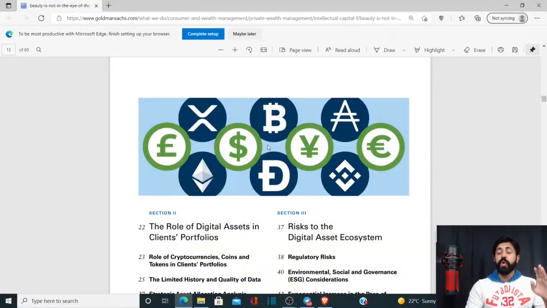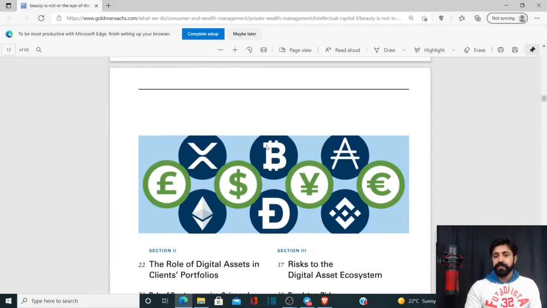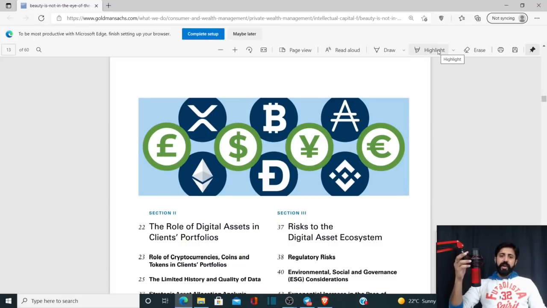Now, this is from Goldman Sachs. Look at this. It's June 2021. Yeah, it's a month old, but look at this picture and tell me, what do you see? There's a lot of things which you can directly get. XRP is placed first in between the fiat currencies.